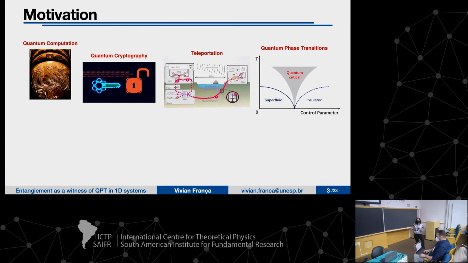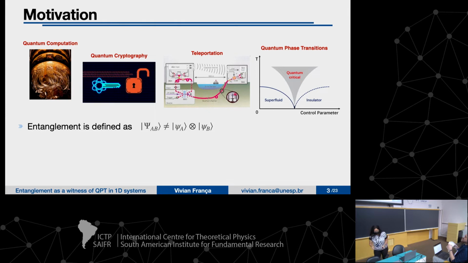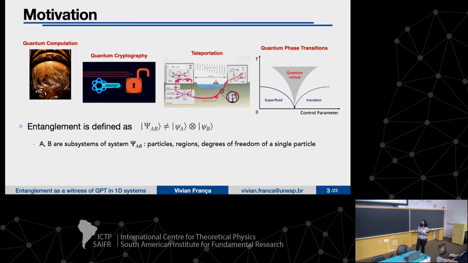To understand why entanglement can be useful in this sense, let's start with a very general definition of entanglement. We say that the two parts, A and B, of a given system are entangled to each other if we cannot separate the total state CAB into the product state of the separate states, CA and CB. If this condition is not satisfied, then there is some entanglement between these two parts, A and B. But this is very general. I will be more specific later on.